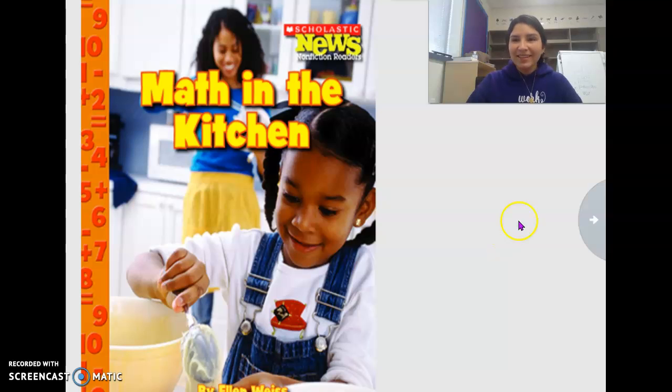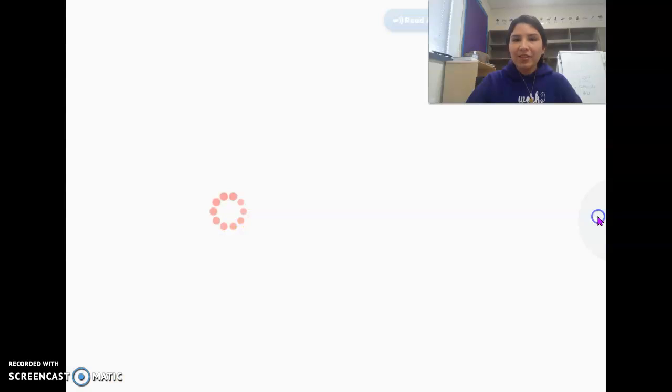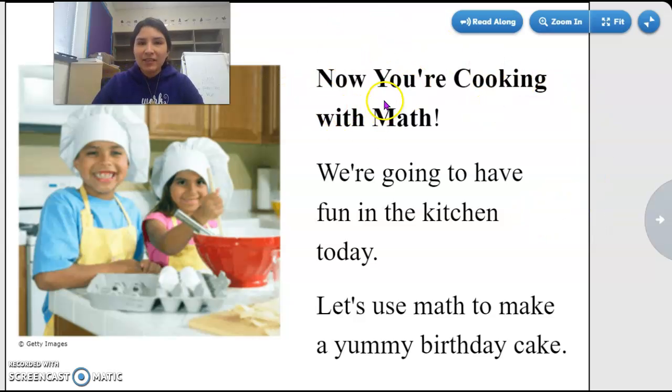All right, let's go ahead and start reading. Math in the Kitchen. Oh, look at this heading. Notice this text feature. Now you're cooking with math. We're going to have fun in the kitchen today. Let's use math to make a yummy birthday cake. So I'm noticing two text features here. I'm noticing a heading. It's letting me know what this page is going to be about, and a photograph.